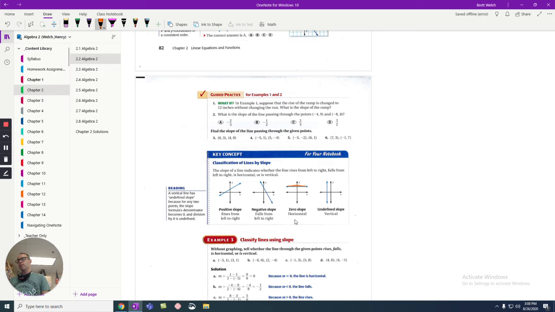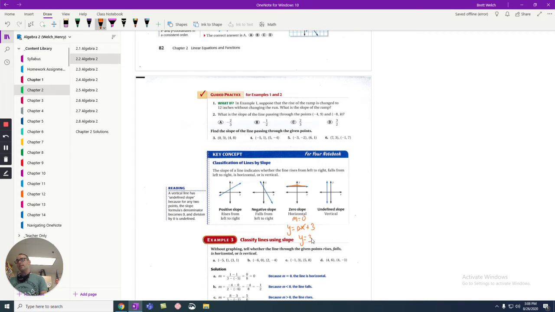This is our zero slope, so m would equal 0. Equations like this, if you think about y equals mx plus b, would be like 0x plus, say, 3. Well, 0x would actually cancel itself out, and you'd have an equation that looks like y equals 3. So when you have y equals a constant number, you're looking at a zero slope horizontal line.